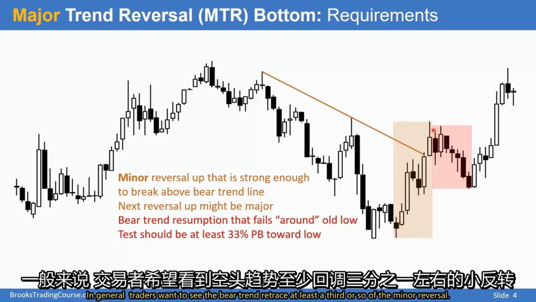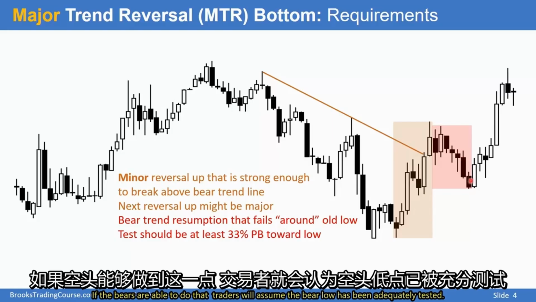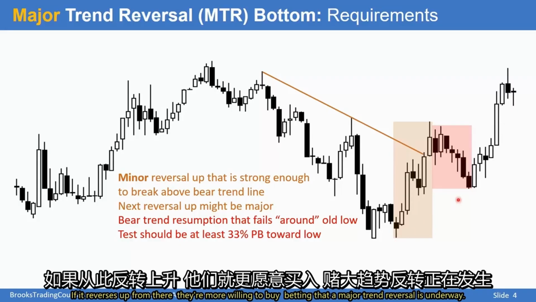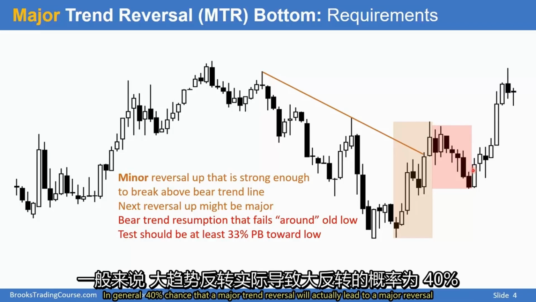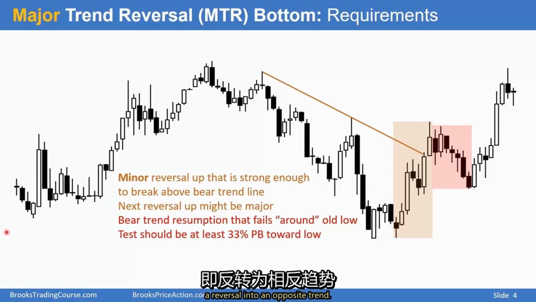In general, traders want to see the bear trend retrace at least a third or so of the minor reversal. If the bears are able to do that, traders will assume the bear low has been adequately tested. If it reverses up from there, they're more willing to buy, betting that a major trend reversal is underway. In general, 40% chance that a major trend reversal will actually lead to a major reversal, a reversal into an opposite trend.